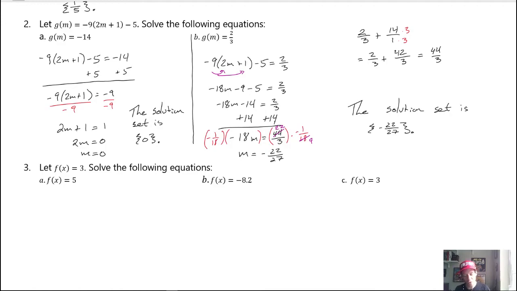So just go slow. Remember that if we're adding fractions, we need a common denominator. If we're multiplying fractions, we do not, but we can reduce them before multiplying. So those two things right there are really helpful. All right, one more problem here.